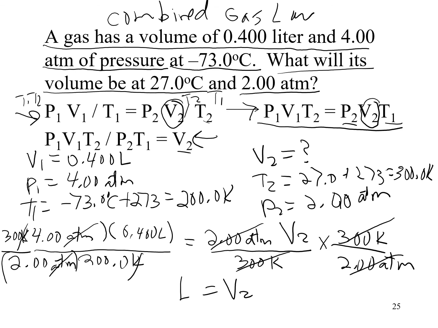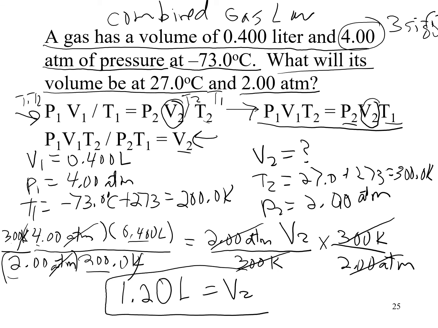So then we just need to do the math. We have 300 times 4 times 0.4, that number divided by 2 divided by 200. And we would come up with 1.2. And the number of sig figs, the least amount given in the problem, is 3. So our final answer needs to have 3. So I'm going to add a 0. So 1.20 liters is my new volume.